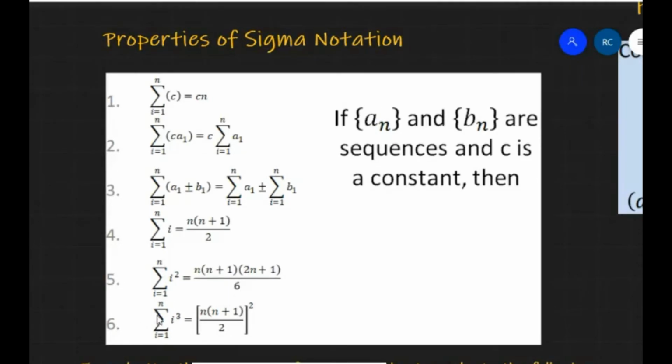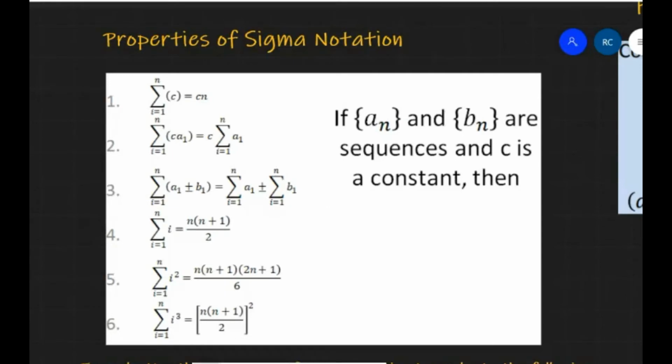And lastly, number 6, summation of I cube from I is equal to 1 to N. The formula is, kung ano yung nandito sa number 4, i-square mo lang yun. So the square of N times N plus 1 all over 2.